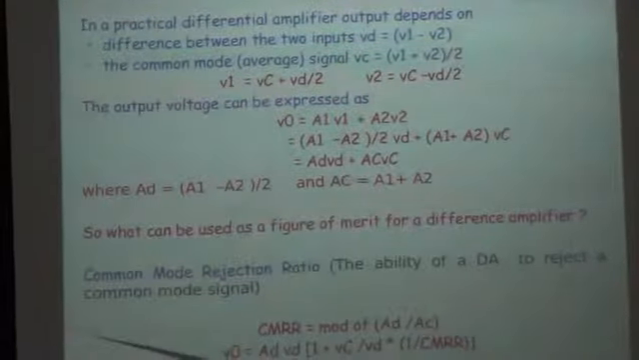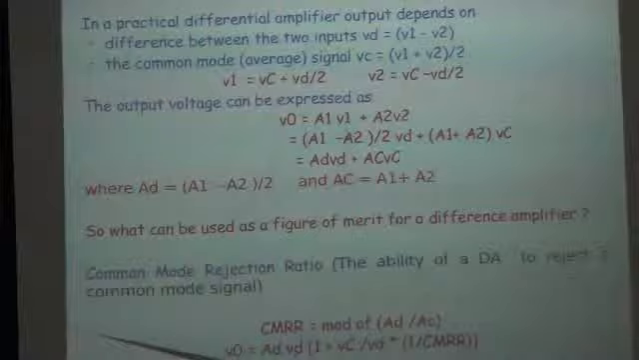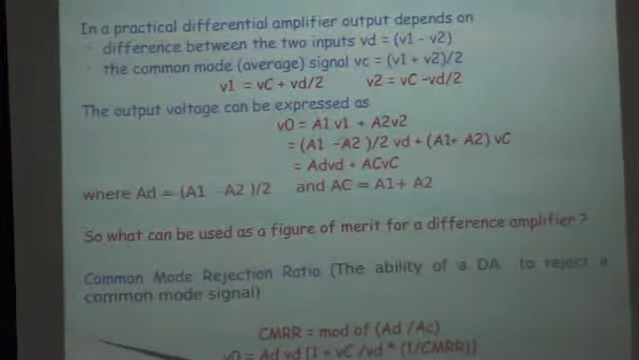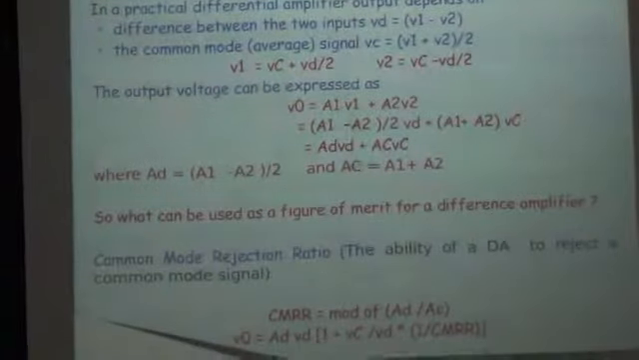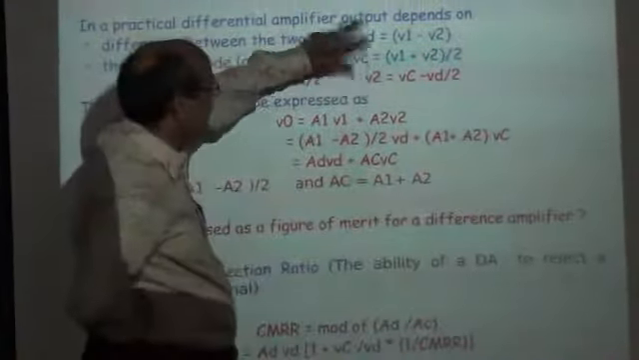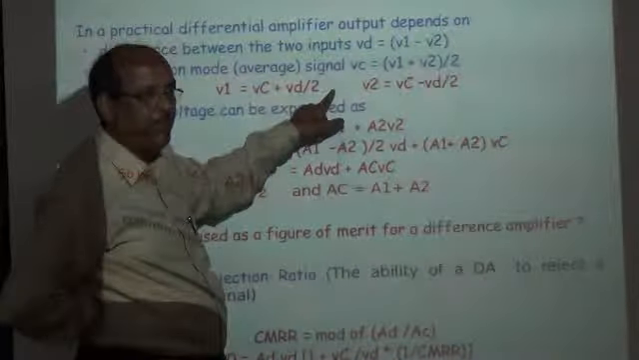The difference between the two inputs is V1 minus V2. The common mode signal is the average of the two, V1 plus V2 over 2. And we can write V1 equal to Vc plus Vd over 2. We can play with the two equations, the difference and the average. If you solve them, you get V1 and V2 in terms of Vc and Vd.